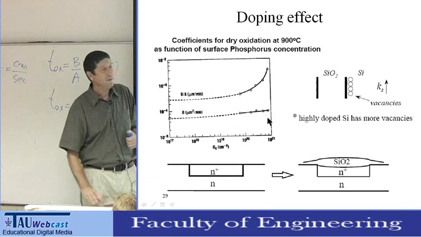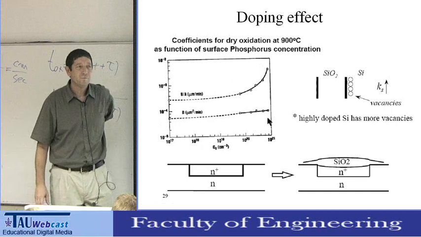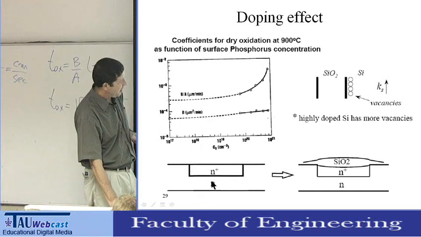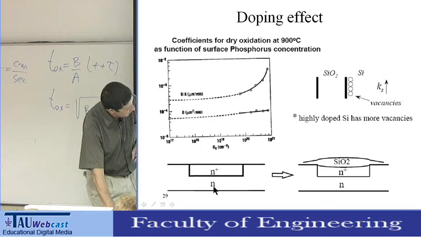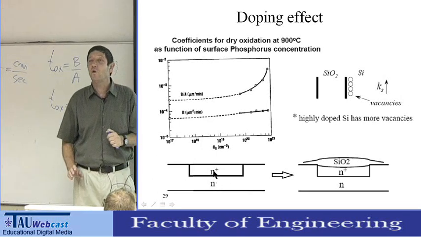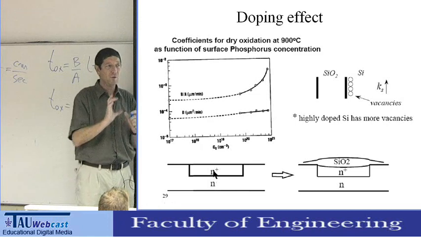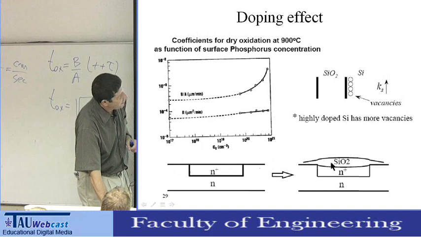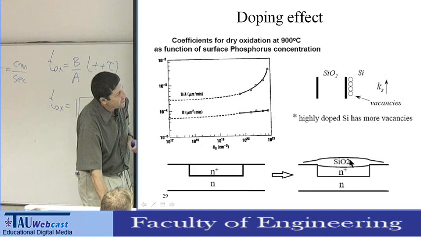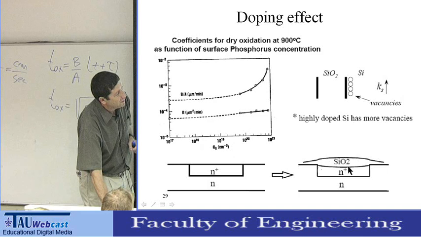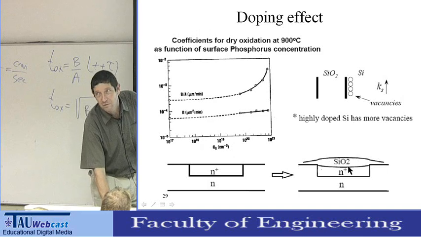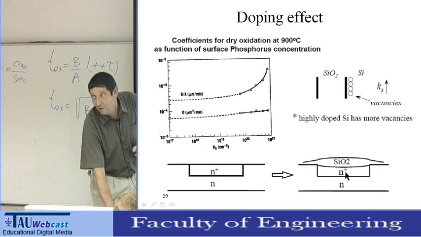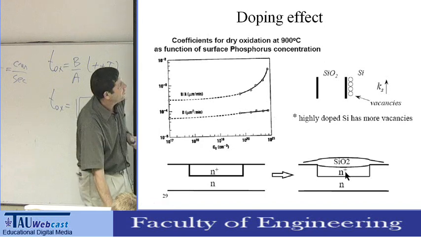Another interesting effect is for heavy doping. If I oxidize, let's say I have a structure of N plus over N. This is a structure, for example, for contacts. For a contact, you have N plus over N, and then you oxidize the structure. What you find out is that over N plus, the oxidation is slightly faster. And by the way, the diffusion coefficient here will also be higher because of this oxidation.